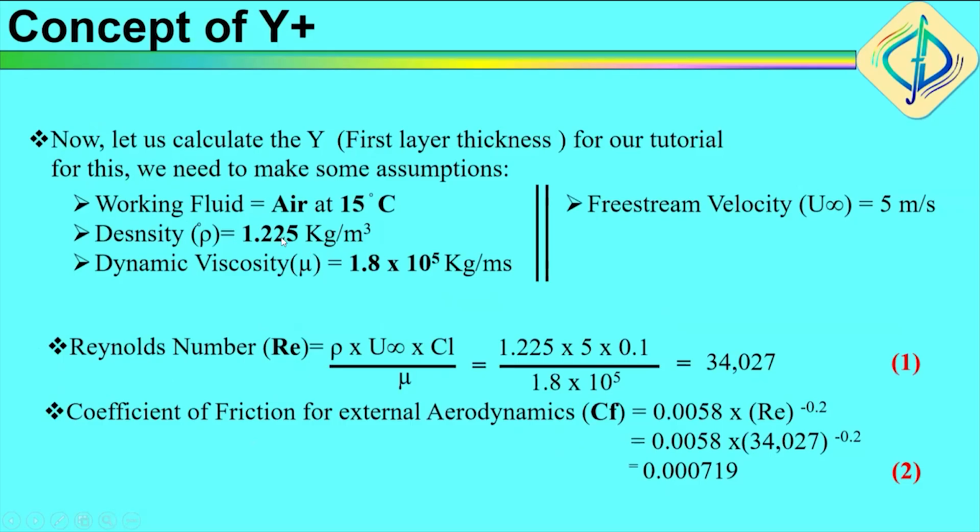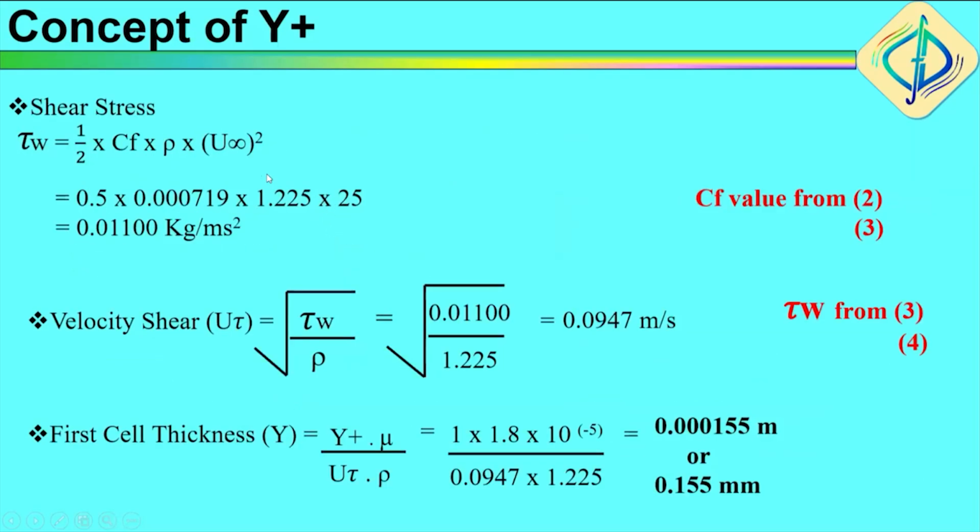The density that we have assumed here is 1.225 kg per meter cube. And as we have assumed, the velocity that we are going to provide our cylinder will be 5 meters per second. So the square of 5 is 25, so we have used 25 here. Okay, so the shear stress value came out to be 0.011 kg per meter second square.